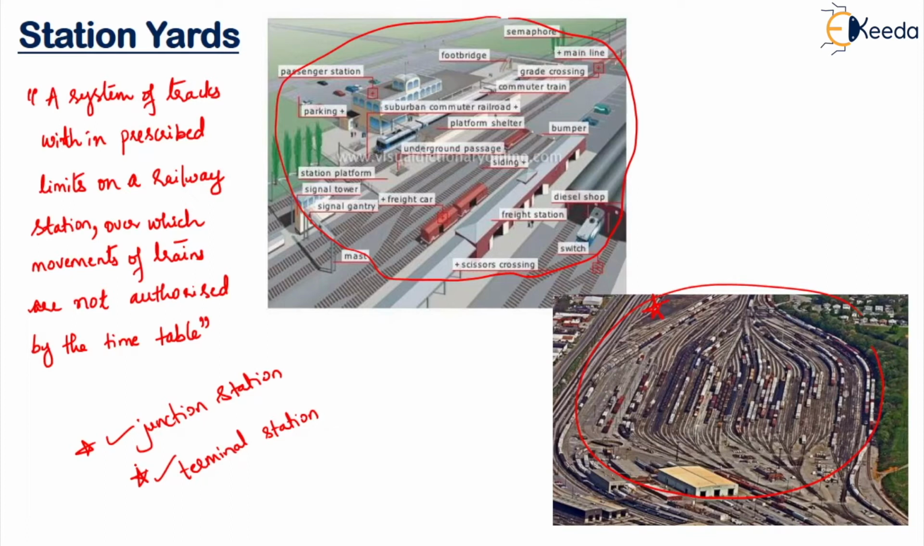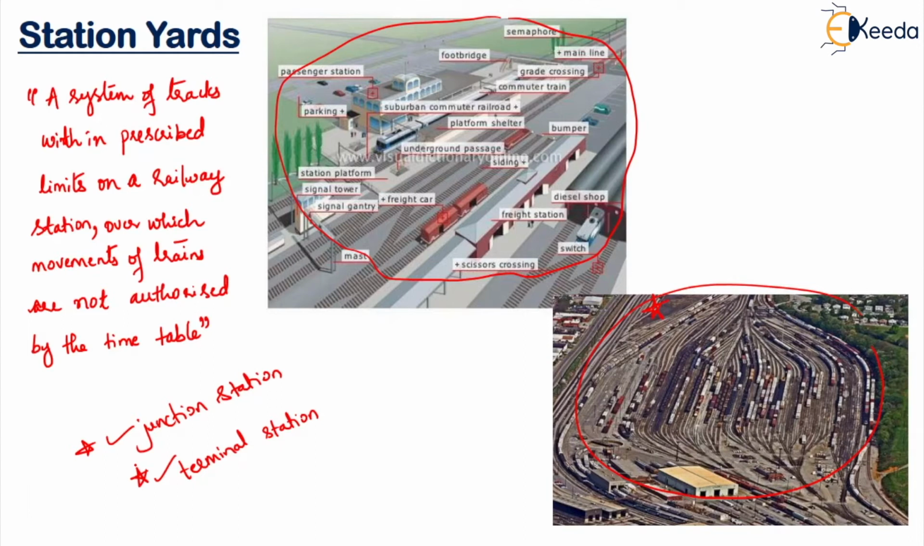Okay, and the movement of trains in a station yard is controlled by certain rules and regulations and signals which are provided separately in the yards. Right, those will not come under the whole length of your railway track. They will come only in the stations and these are separately provided in the yards. Okay, so this is the basic intro about your station yards.